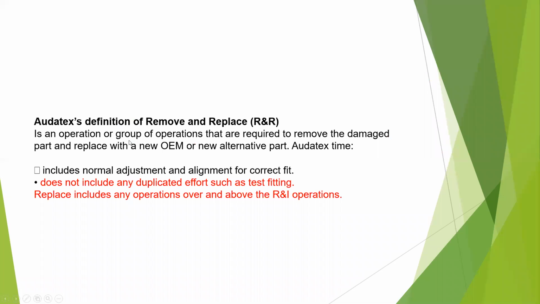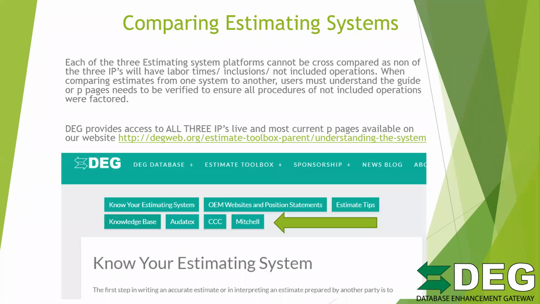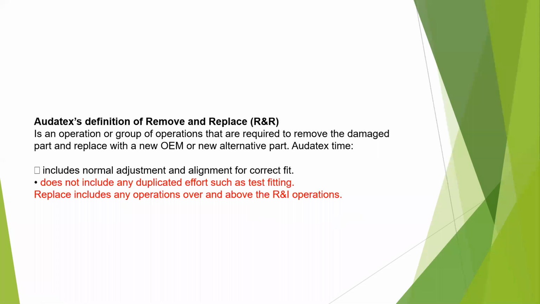And then AutoText, again, is an operation for remove and replace is an operation that is required to remove the damaged parts and replace with a new OEM or alternative part. AutoText times include normal adjustment and alignment for correct fit, and do not include any duplicated efforts such as test fitting. Replace includes any operation over and above the R&I operations. So all three systems recognize what a replacement operation is and what kind of parts you're replacing with based on the labor times.